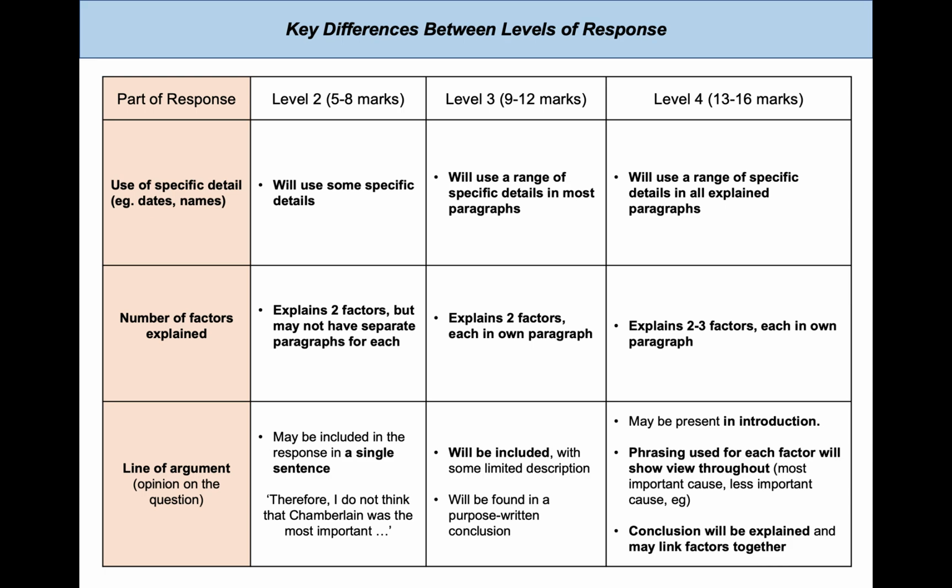When it comes to how much you need to write, a level 4 response might have 3 explained factors, as well as an introduction and a conclusion, but it can only have 2. And as you'll see for level 3 and for level 2, we're looking to have 2 explained factors, each in their own paragraph. Now, sometimes the difference between a level 2 and a level 3 response is that the level 2 response will explain 2 factors, but maybe they won't be successfully paragraphed. Remember, using paragraphs is a really good way for you to communicate to the reader that you're looking at different factors.